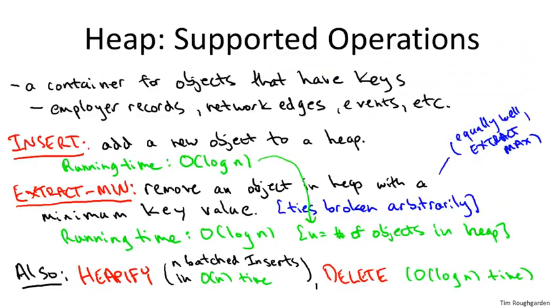It's a container and it contains objects, and each of these objects, in addition to possibly lots of other data, should have some kind of key. And we should be able to compare the keys of different objects: social security numbers for different employees, edge weights for different edges in a network, or timestamps on different events, and so on.